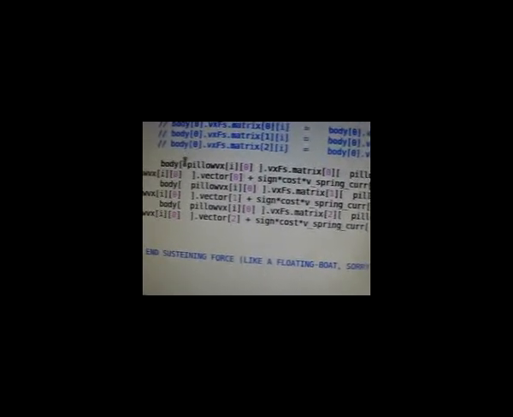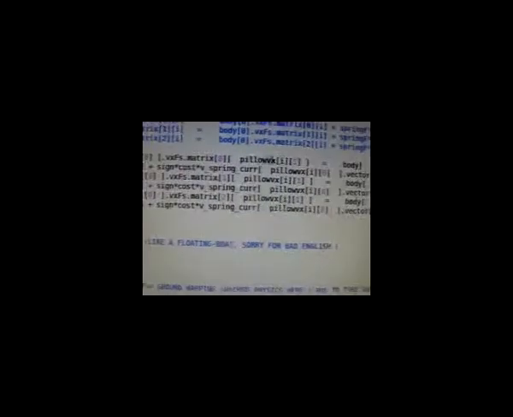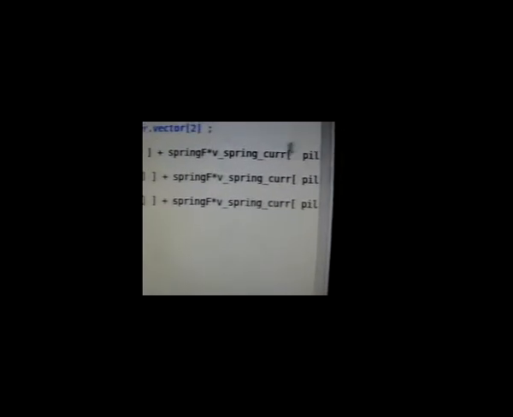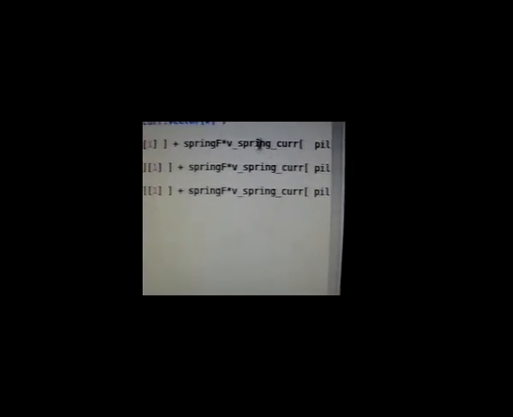We decide whether it is the first body or the second body, but in CTruck3D simplex there is only one physically simulated body, so we have only 0 here. To the force I add what I calculated: the force of the spring multiplied by the direction vector, and so on.